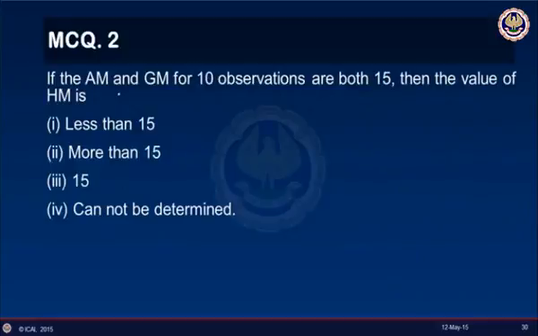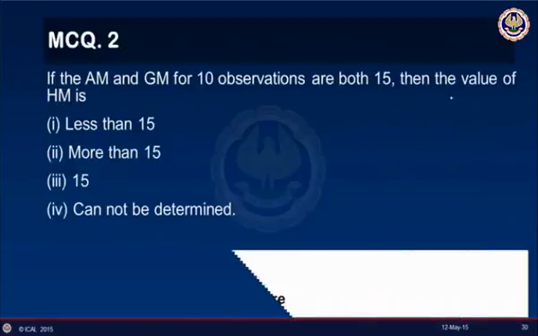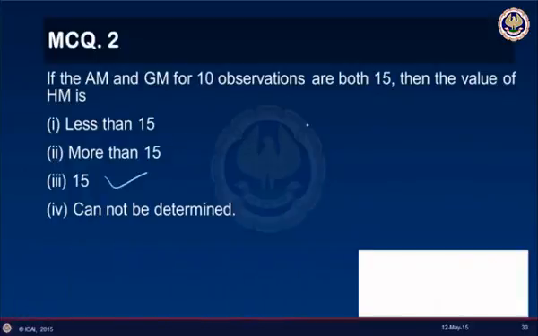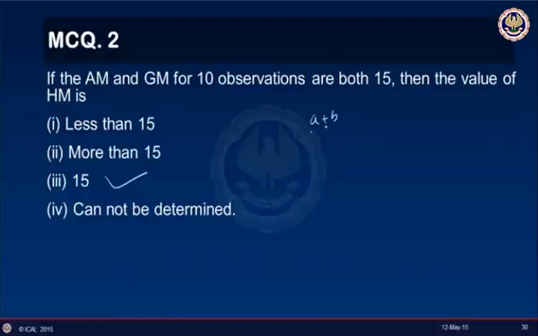Next, if the AM and GM of 10 observations are both 15, then the value of HM is also 15. AM is (A plus B) by 2 equal to 15.